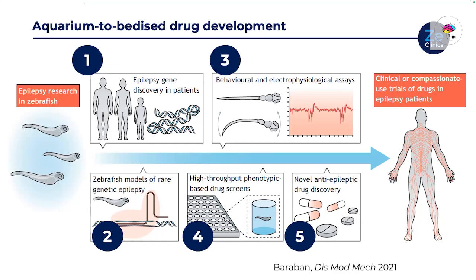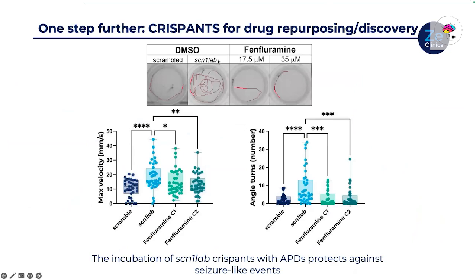And the idea here is that we use one of the mutants that I've shown you, which is a sodium channel encoding gene that has been disrupted, SCN1LAB crispants. And we treated this with MSO and fenfluramine at different concentrations. And what we can see is that while the maximum velocity and angle turns, which are the phenotypes that I told you are more related to epileptic-like phenotypes, are impaired in these crispants, these somatic mutants, we can see that indeed there is a rescuing of the phenotype with the fenfluramine treatment.